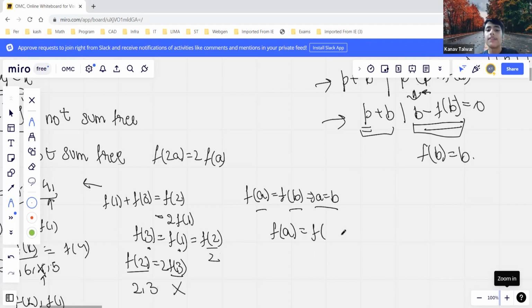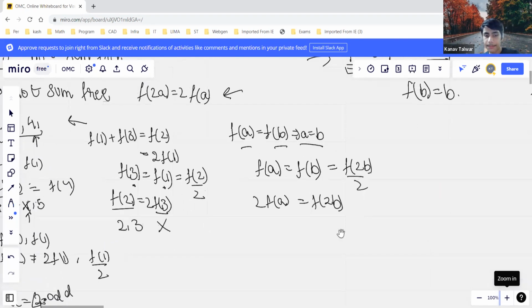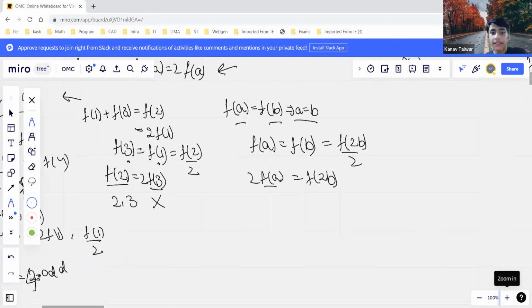So if we have for some a, b that f(a) is equal to f(b), then just repeating what we did just now, this is equal to f(2b)/2, just because of this. Thus twice f(a) is equal to f(2b). So the set {f(a), f(2b)} is not sum-free. Hence our original set, which is {a, 2b}, must also not be sum-free.